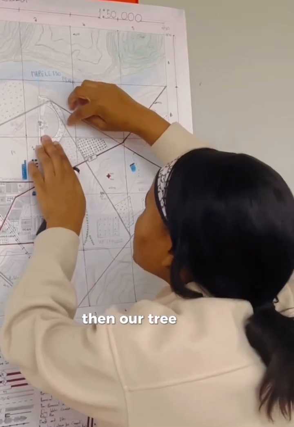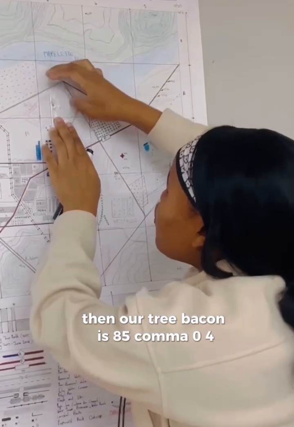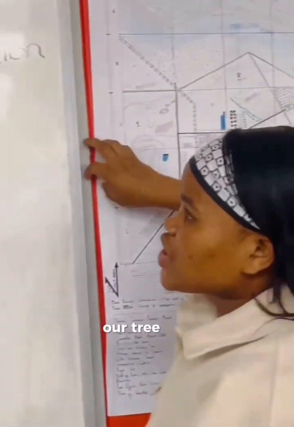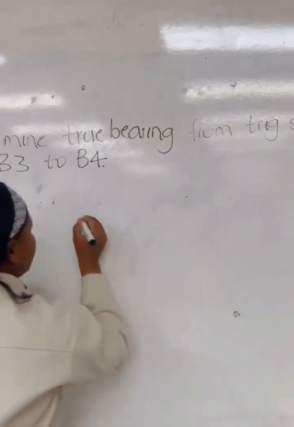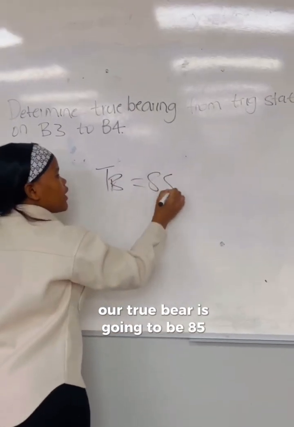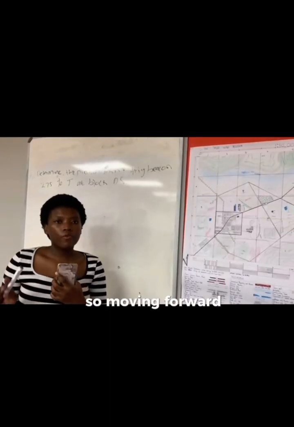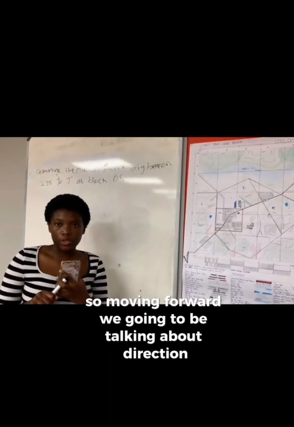Then our trig beacon is 85,04. Our true bearing is going to be 85,04 degrees. So moving forward, we're going to be talking about direction.